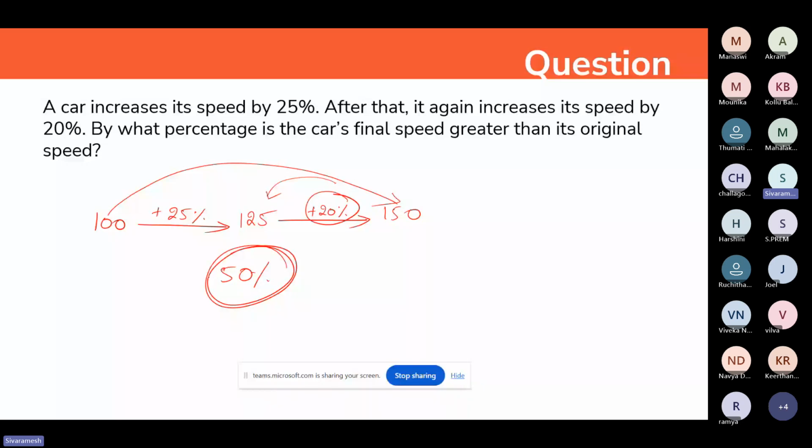Now this is the method that people will basically use. Or sometimes some people will consider the initial speed of the car as x, and if it increased by 25%, it means 1.25 times of x, all these things. But I will tell you one simple shortcut. Remember this.